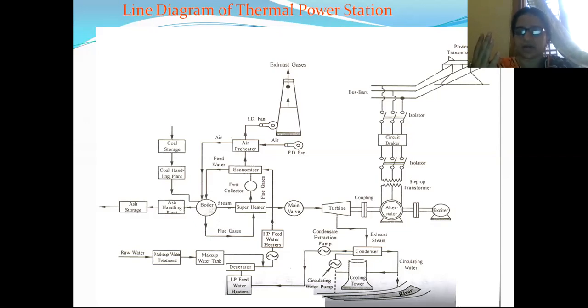Along with the boiler and superheater, the economizer is also a main part, along with the air preheater, turbine, and alternator. Almost six main parts are involved: boiler, superheater, economizer, air preheater, turbine, alternator. Coming to the starting part of the power plant, which is the boiler.